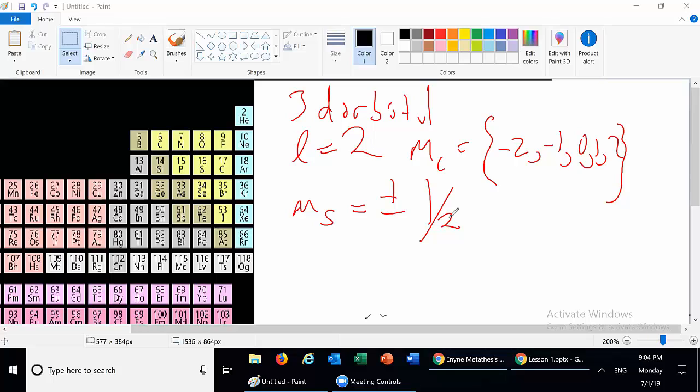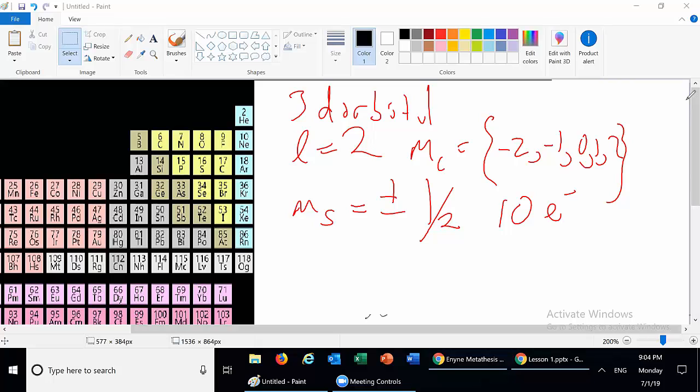Knowing that each orbital can have 2 electrons, and that there are 5 different 3d orbitals, how many electrons do you think we can put into the 3d orbitals? 10. Yeah, so we can put 10 electrons here. Let's just do one more example since this is important.